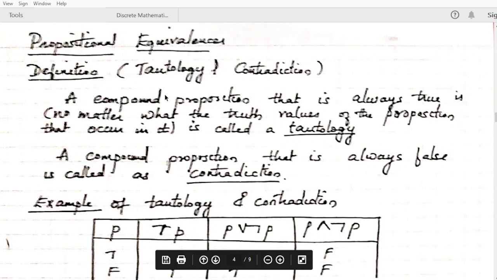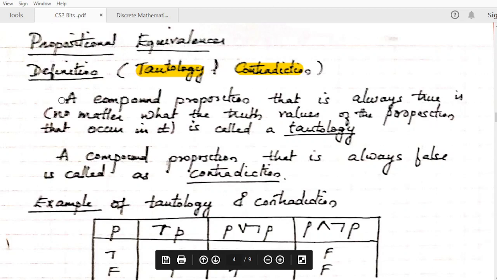So, the first definition is tautology and contradiction. Tautology is mainly related with true values, and when the truth values are false, it is a contradiction. You have to remember that tautology is related with truth values when it is true, and contradiction is related with the truth values that are false.